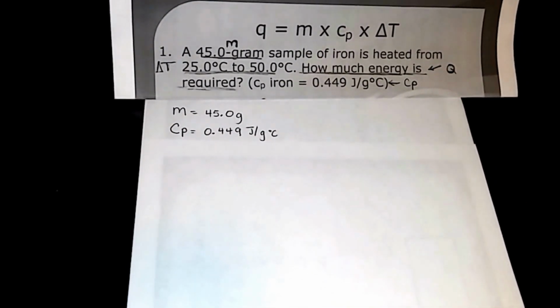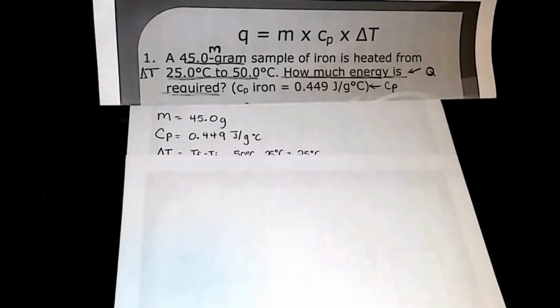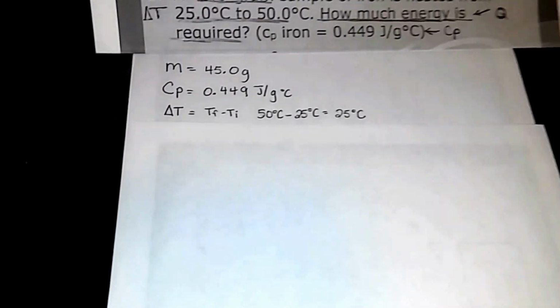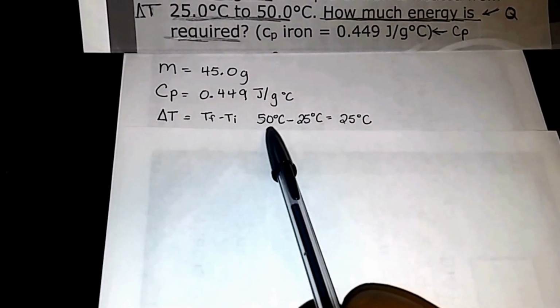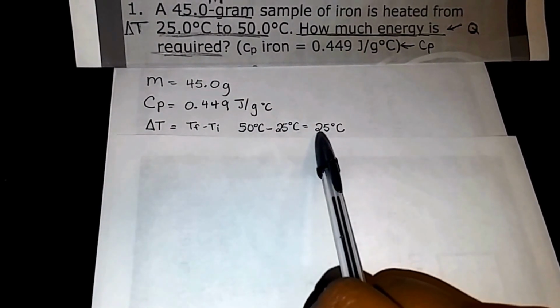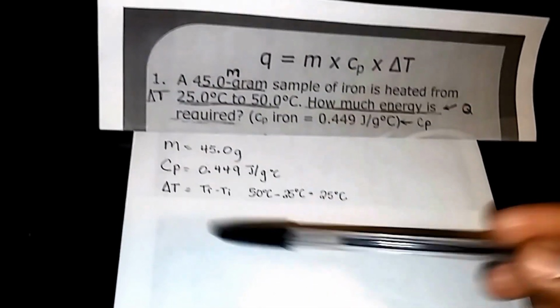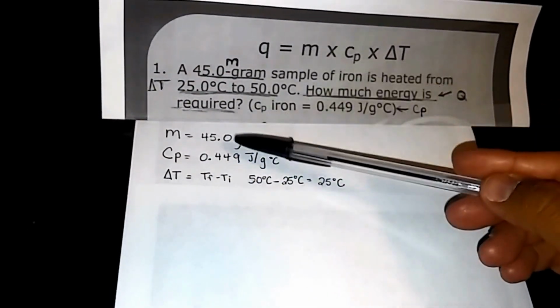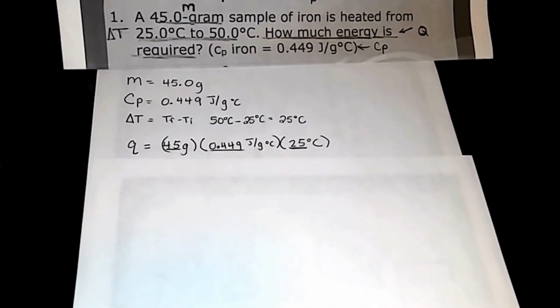Okay, there's our formula. And we start with, all right, we know mass is 45 grams. That's one of our givens. 0.449 is again one of our givens. And then like I said before, delta T is final temperature minus initial. So you're going to subtract: 50 degrees Celsius minus 25. That's going to give us 25 degrees Celsius. Now that we know what our givens are, all we're going to do is plug them into the formula. Mass goes here, Cp goes here, and then delta T, which is 25, goes here. So it looks like this.